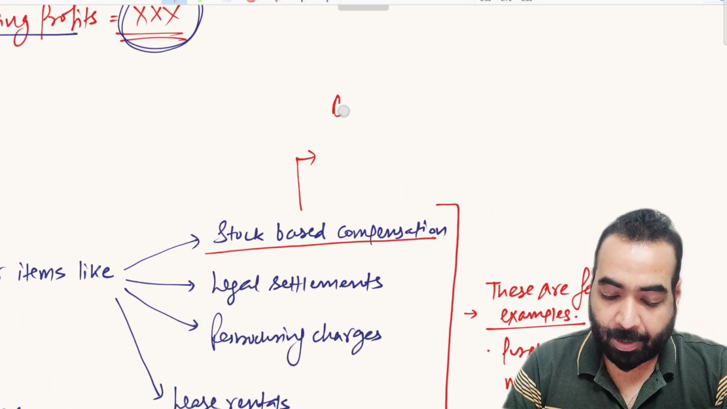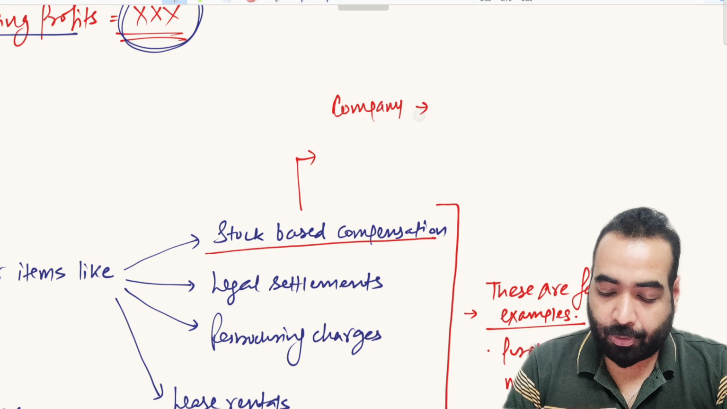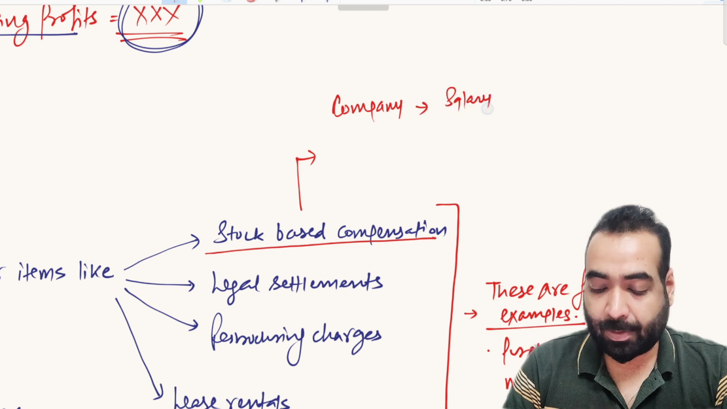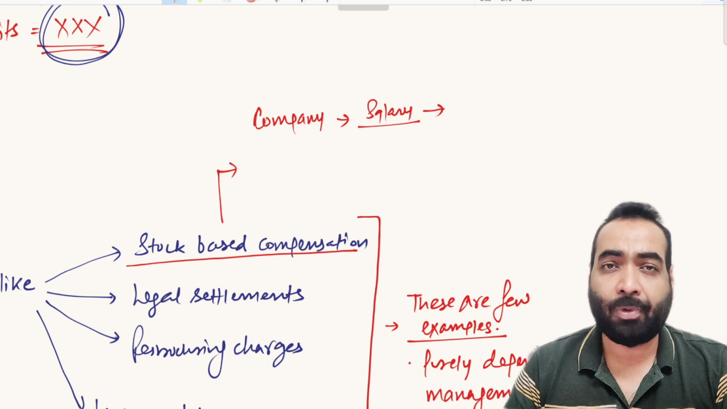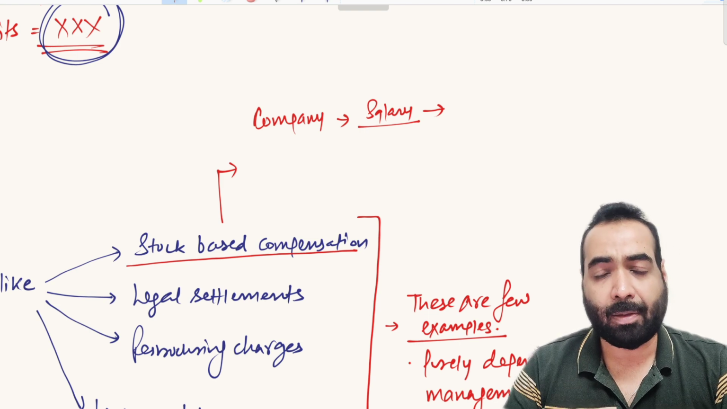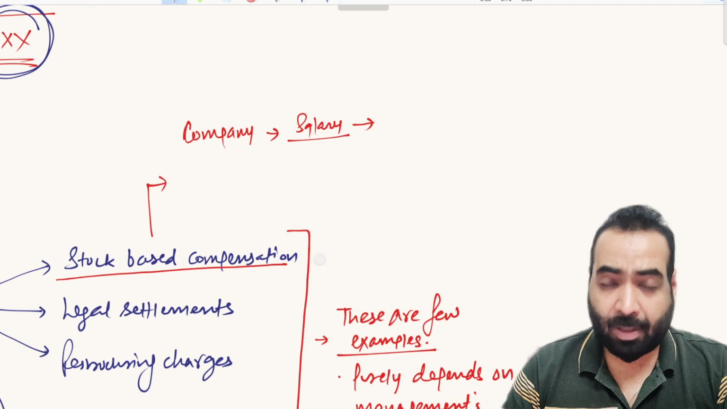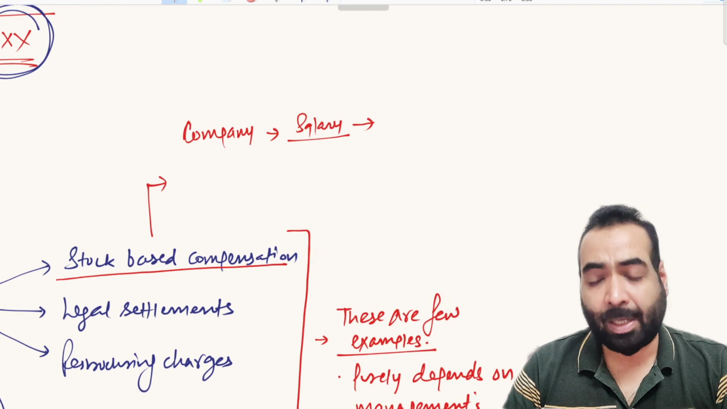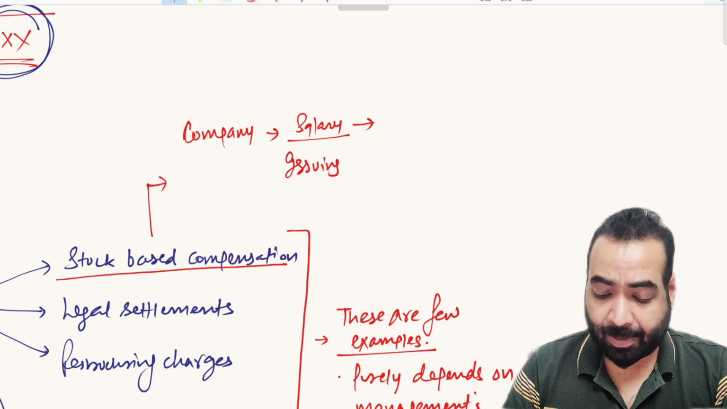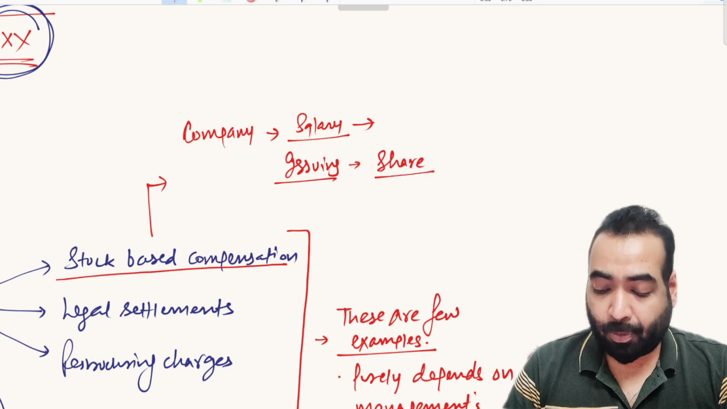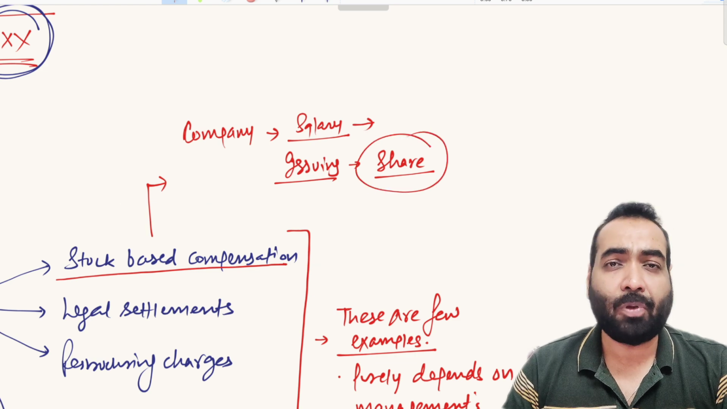You have a company and your employees take salary from you. When you pay the salary, you pay it by transferring the amount to their bank account. Sometimes you pay your employees by issuing your shares, ESOPs, that we call employee stock option plans. You pay employee salary by issuing the shares of your company. We call it stock-based compensation. So practically you are issuing the shares of your company, and there is no cash outflow involved here.